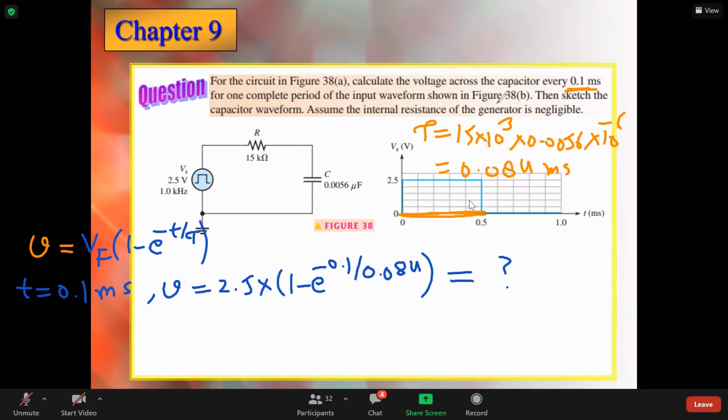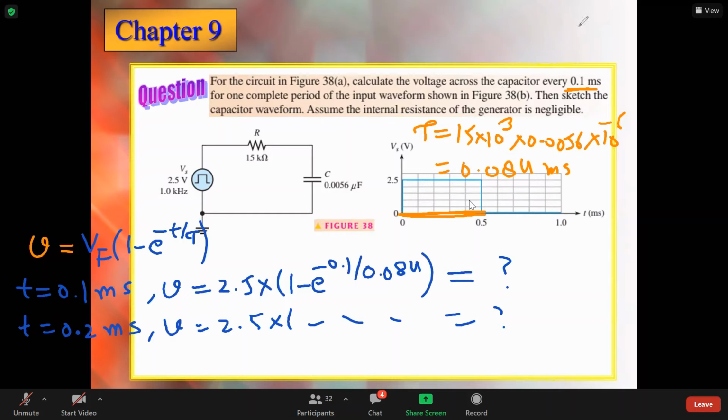Getting the point? The second time, t is equal to 0.2 millisecond. Every 0.1 millisecond they said, so I will change it and get it like that. Then you will get it. Getting my point? This is how we need to calculate it. So every 0.1 millisecond we will calculate first for the charging condition.